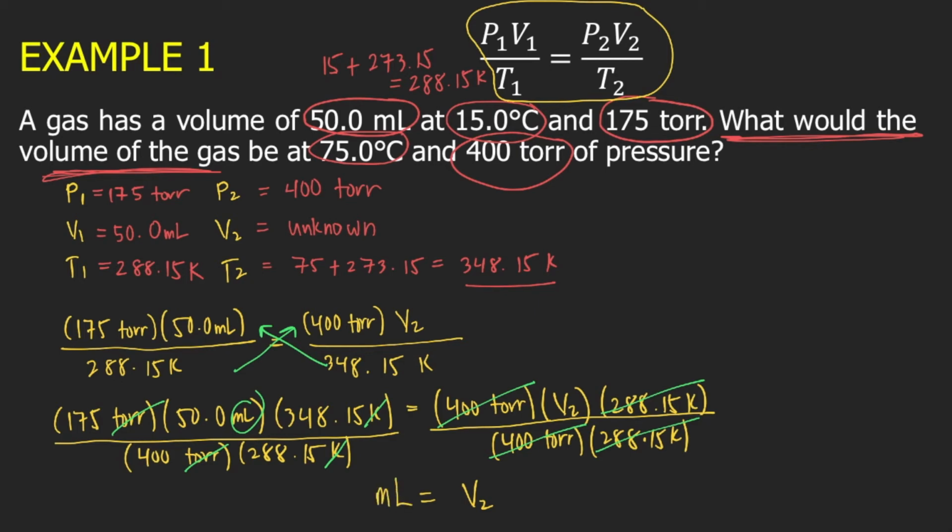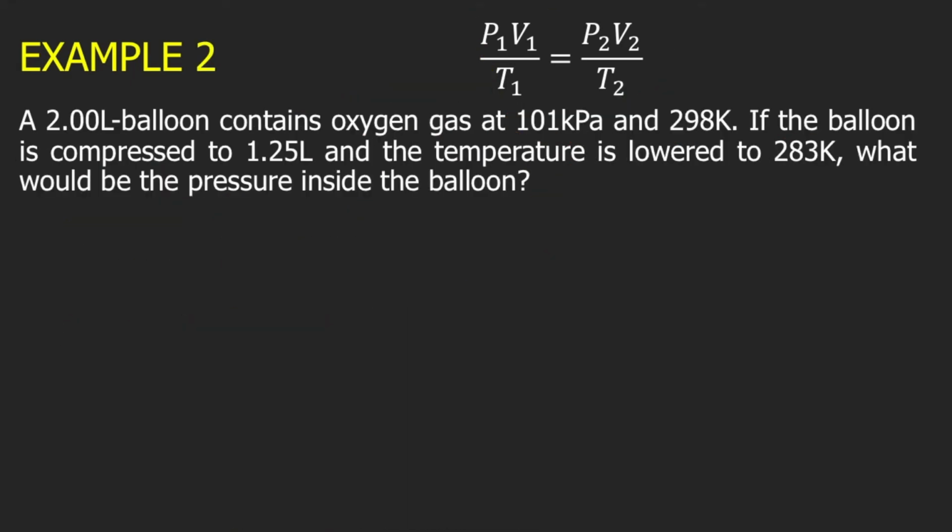And if you're going to solve this in your calculator, you just type 175 times 50 times 348.15 all over 400 times 288.15. The answer I got is approximately equal to 26.4 ml. And this is the answer to example 1. Okay, let's do the second example.